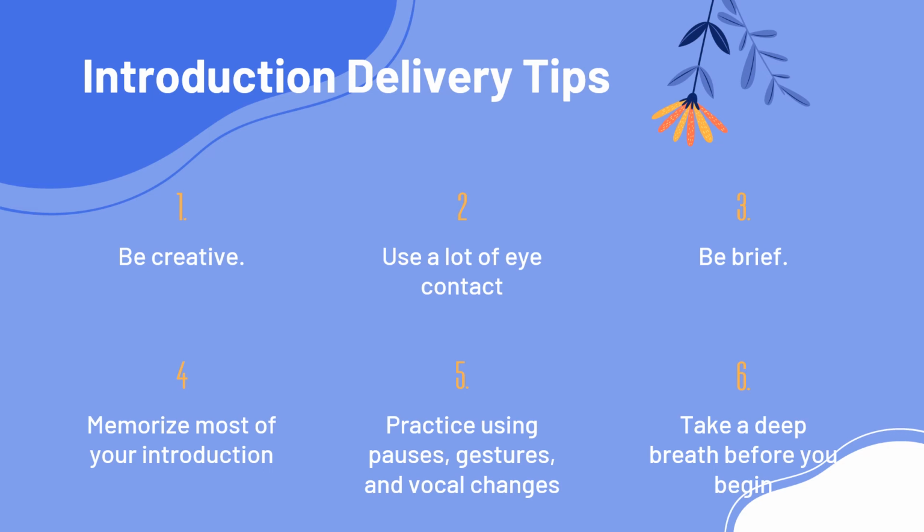Number 4, memorize most of your introduction. You don't have to memorize all of it, but to be able to have a lot of eye contact, you need to be able to memorize some of that introduction so you feel confident going into your speech. Fifth, practice using pauses, gestures, and vocal changes. These tips and tricks will keep the audience engaged and wanting more of the body of your speech.